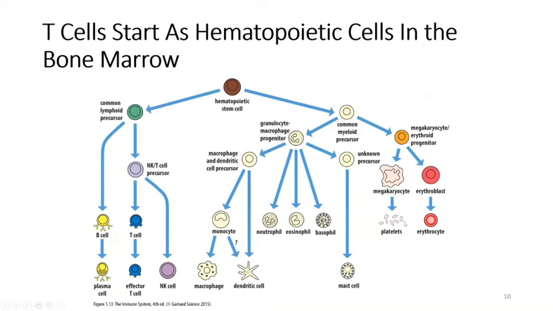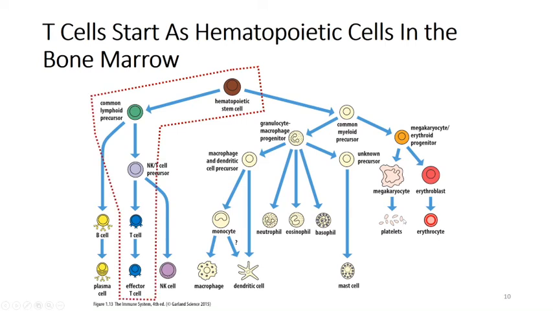This is the same diagram. So all these cells that we find in the blood come right from bone marrow. Today we're going to look at T cells. I just want to point out these cells down here, dendritic cells, and those are antigen-presenting cells. The dendritic cells are super important.